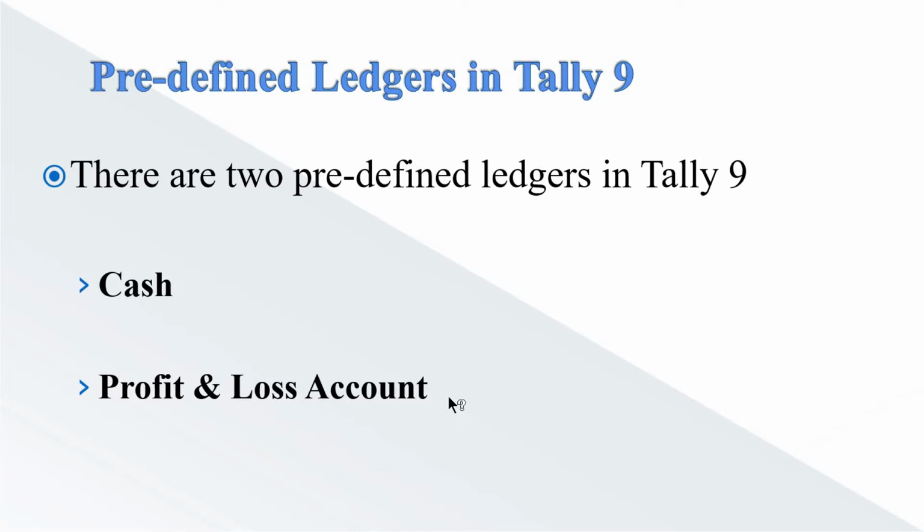Coming to the second one, that is profit and loss ledger. The profit and loss account ledger is grouped under primary. In case of profit and loss account, the previous year's profit or loss is entered as opening balance of the ledger. The balance entered is the opening profit or loss, and it is shown in the balance sheet as the opening of the profit and loss account in the liabilities.